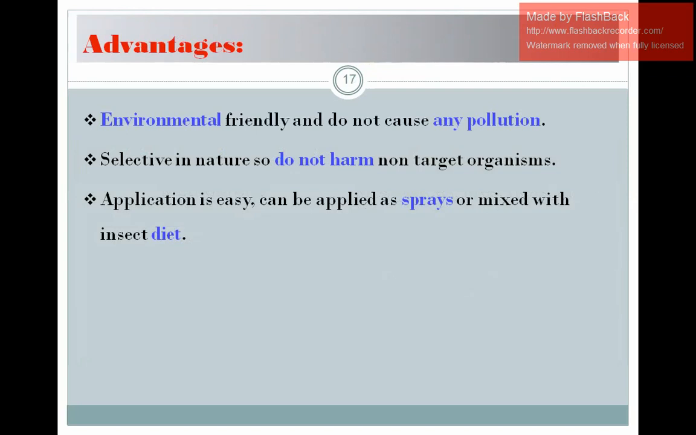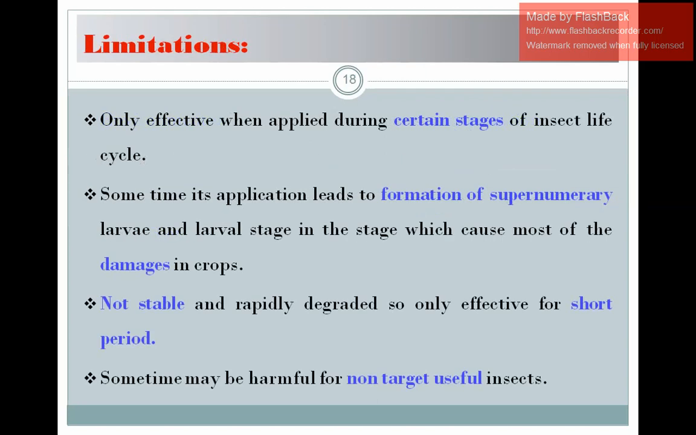Coming to the advantages of the use of juvenile hormone and its analogues in an integrated pest management system: the biggest advantage is that it's environmentally friendly and does not cause any sort of pollution. They are selective in nature, so they do not harm non-target organisms. Application is easy. It can be applied as a spray or mixed with insect diet. Though it has lots of advantages, at the same time they have various limitations also.